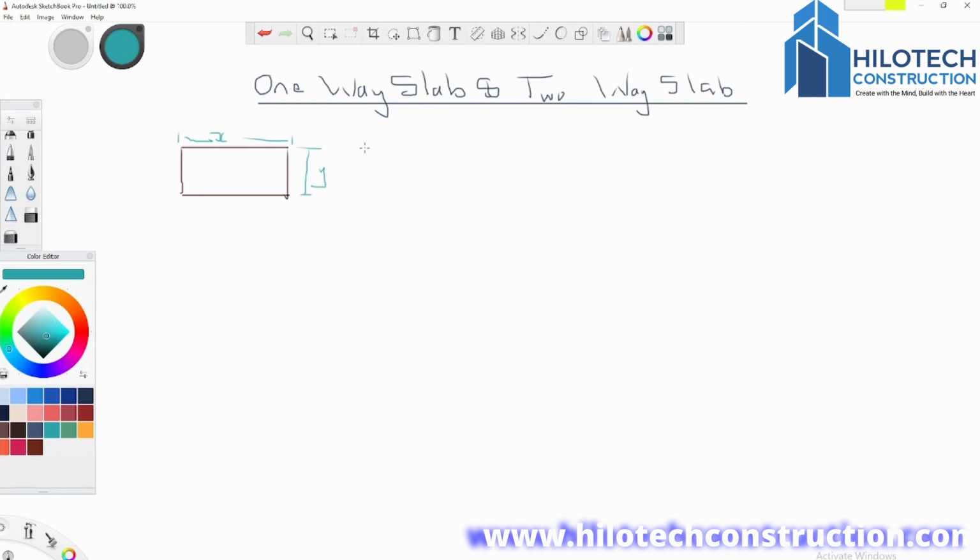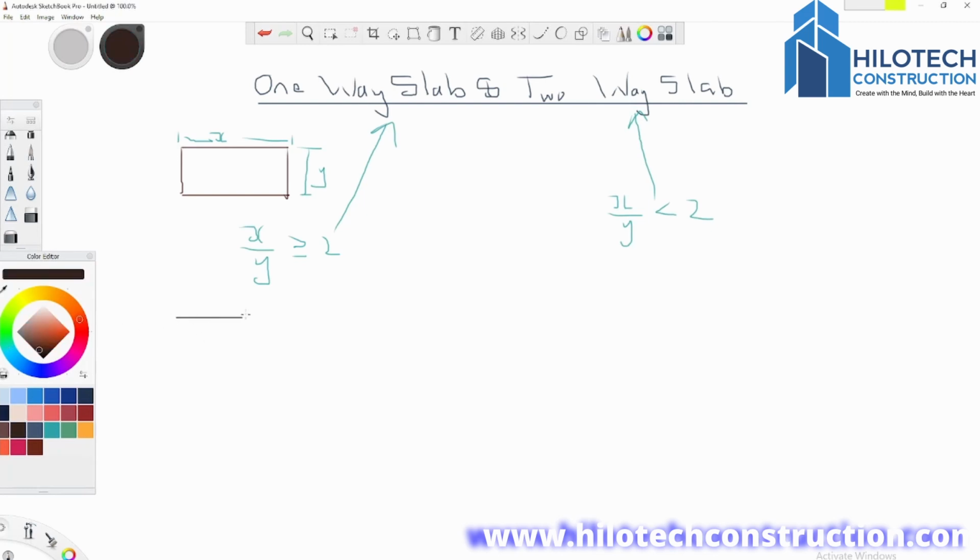So the difference is very simple. If the ratio of X to Y is greater than or equal to 2, then we have a one-way slab. But if the ratio of X to Y is less than, not less than or equal to, just less than 2, then we have a two-way slab. Let me demonstrate that really quick.